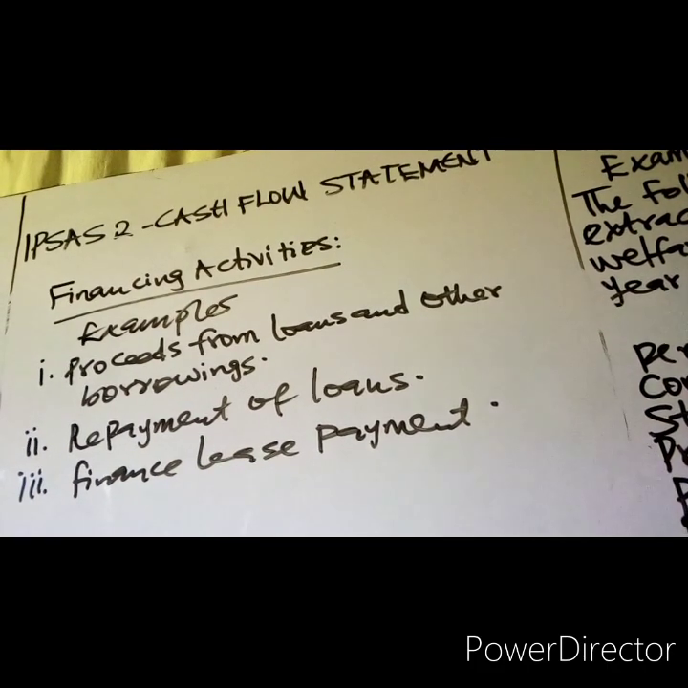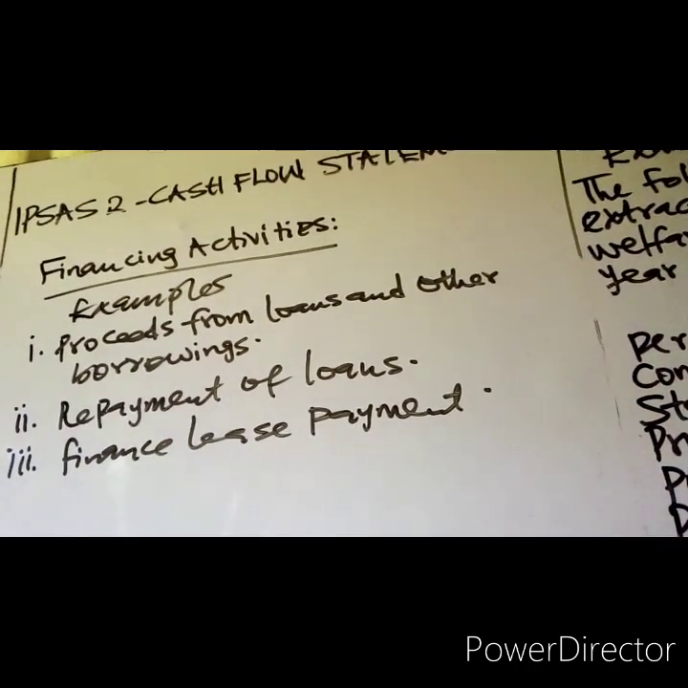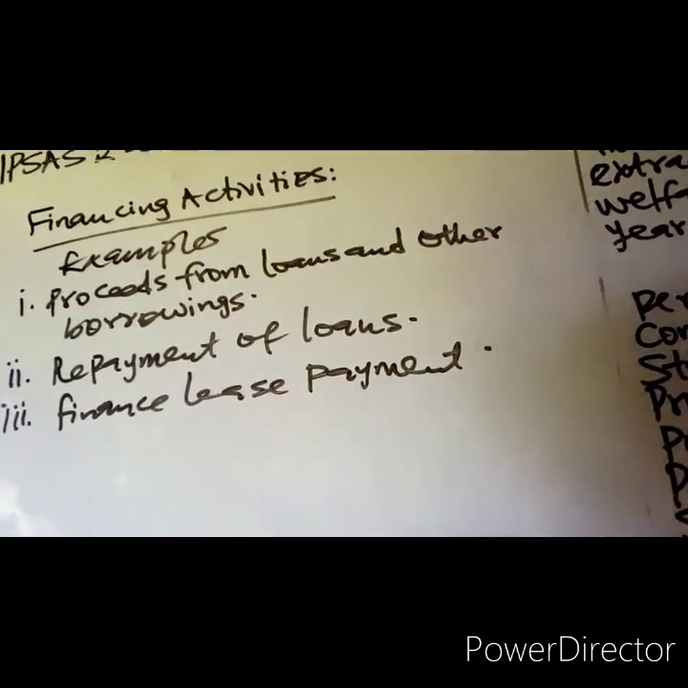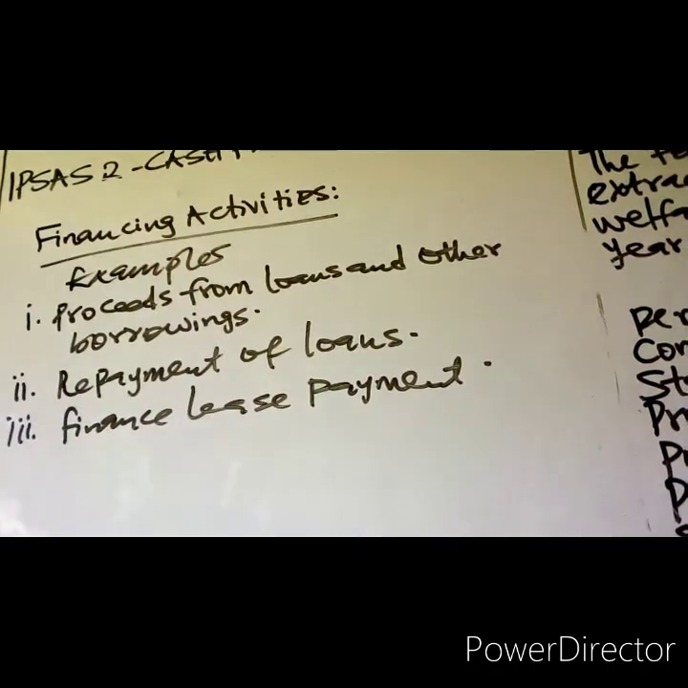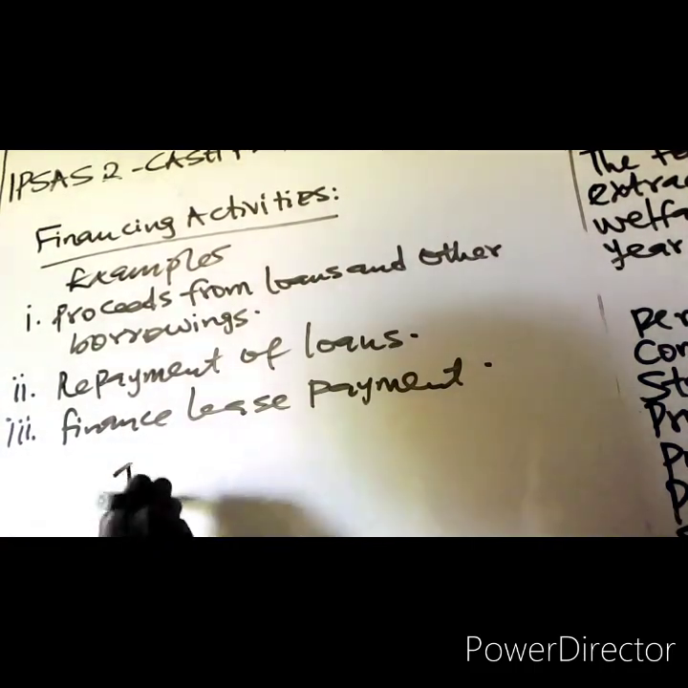Now, let me go back to investing activities. The moment you get to investing activities, the first thing you need to check is the movement in non-current assets. Just go to the non-current asset section.